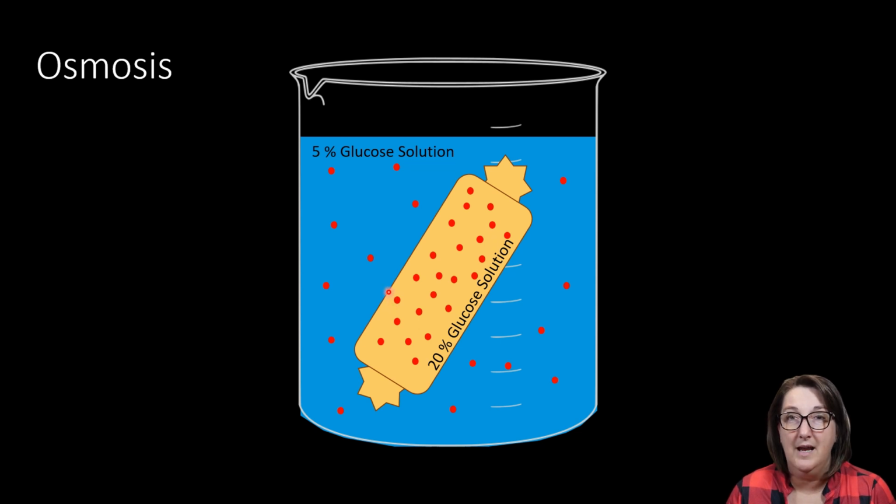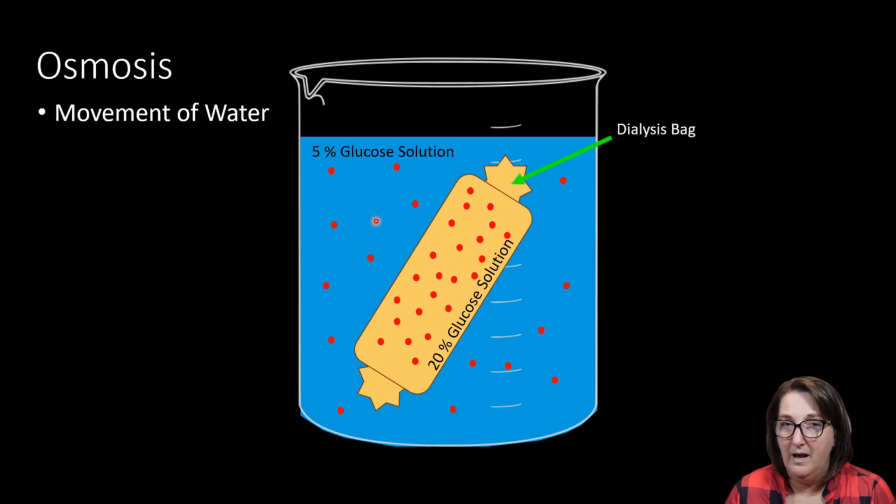It wants to go down its concentration gradient. So where do I have more water? Do I have more water here or do I have more water here? So the question is going to be, I'm going to be moving from a high concentration to a low concentration. So it's not going to require any energy.